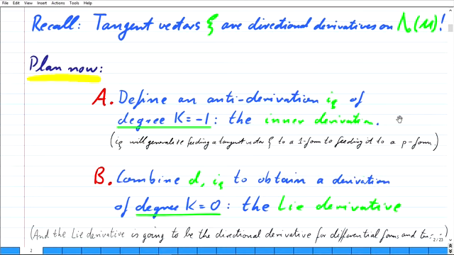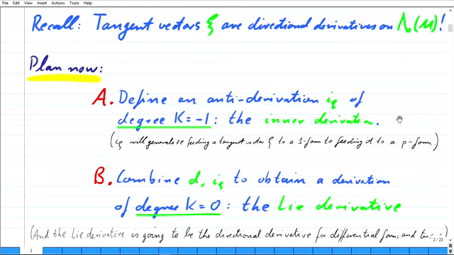And then secondly, in the second step, we will combine this inner derivation, which depends on a tangent vector psi that specifies a direction, with the exterior derivative to obtain, in a combination of the two of them, a new derivation, which will be the directional derivative on differential forms.